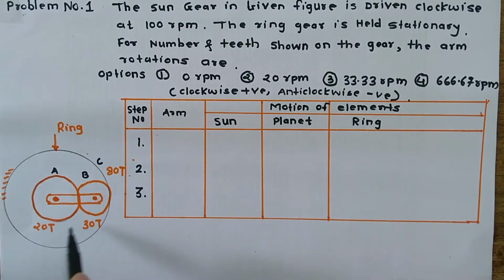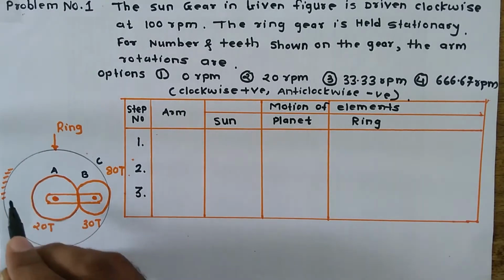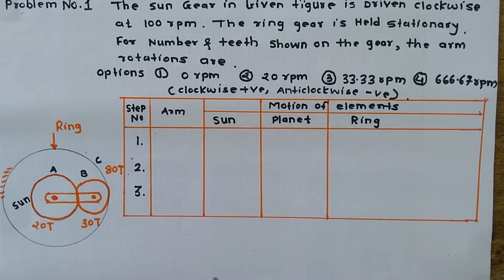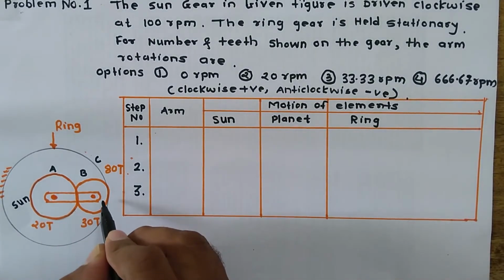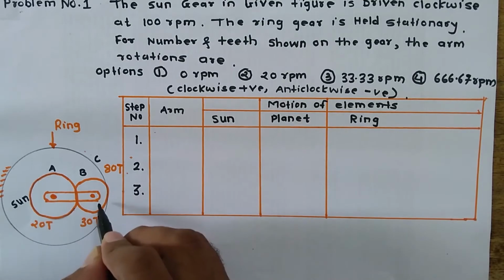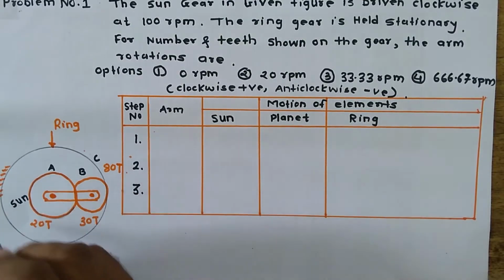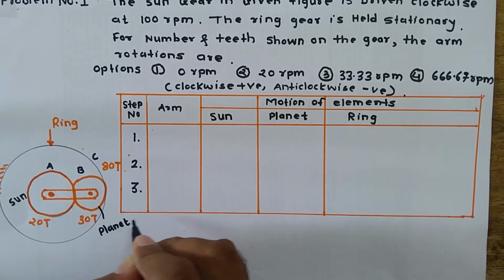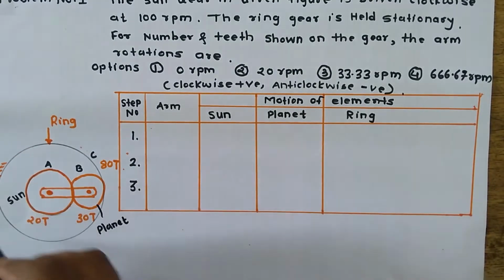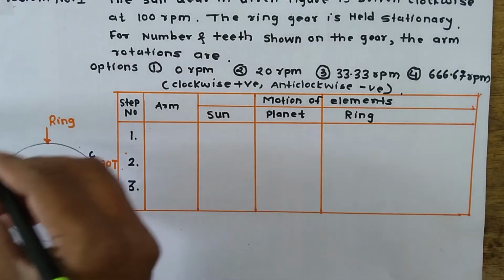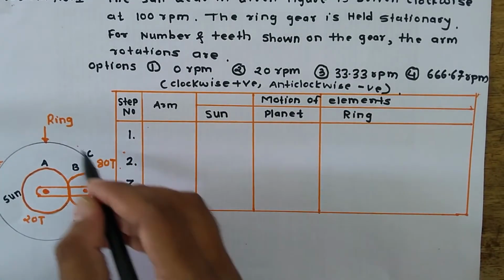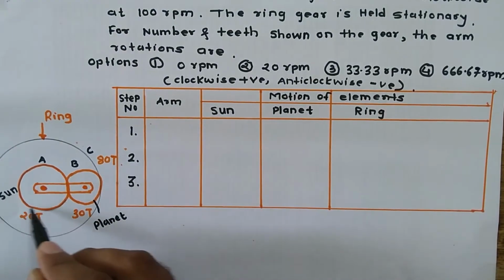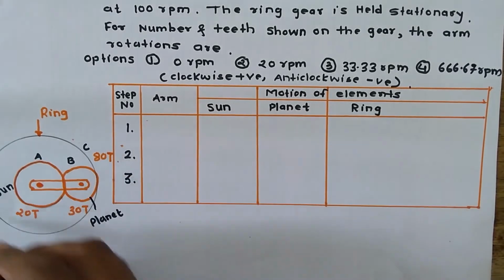In the figure, the gear at the center is known as the sun gear. The gear which is rotating around the sun is known as the planet gear. And the gear around the fixed boundary is known as the ring gear. So in this problem they have given the sun gear, planet and ring gear.